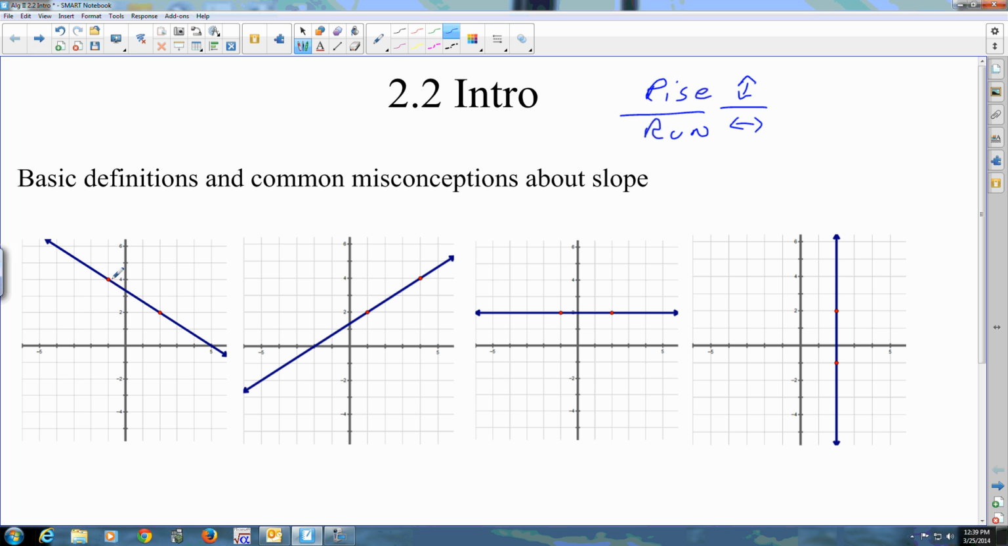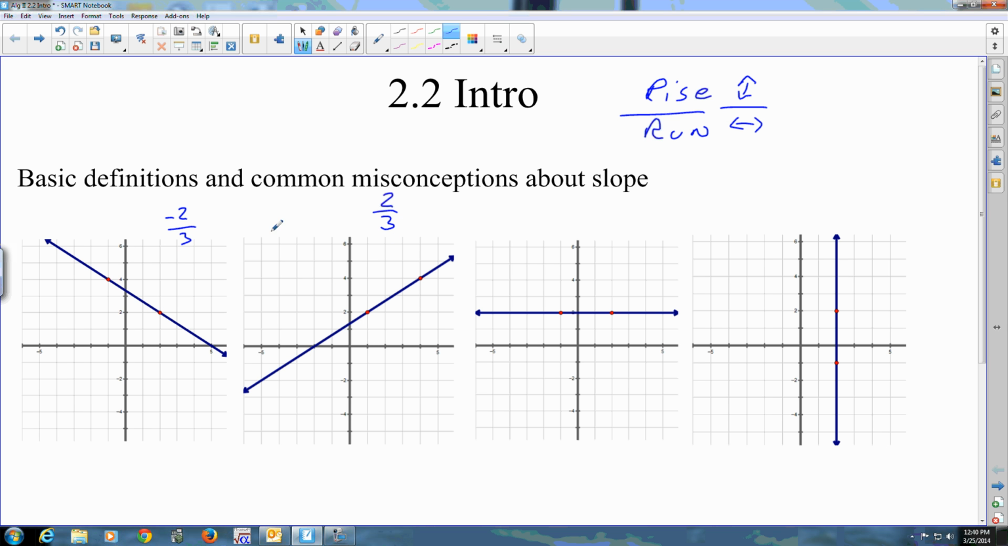So, using this one, if I go from this point to this point, I'm going down 2 values. So the rise is I'm falling 2, and then running 1, 2, 3. So your slope is negative 2/3. This one, I would go from this point to that point. I would rise 2, and then run 1, 2, 3.